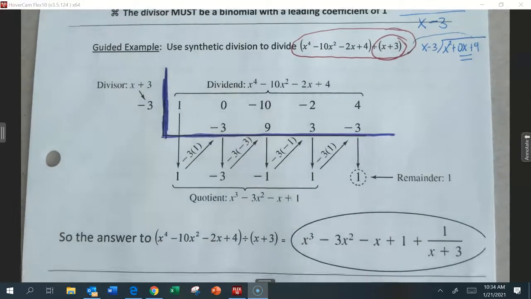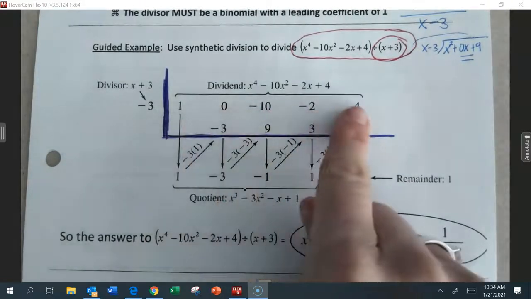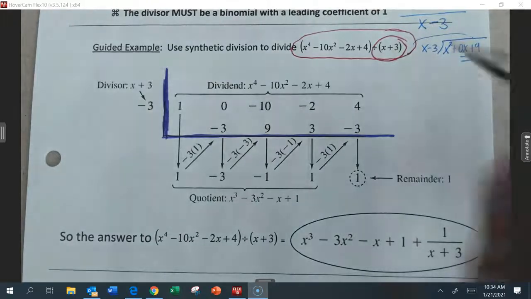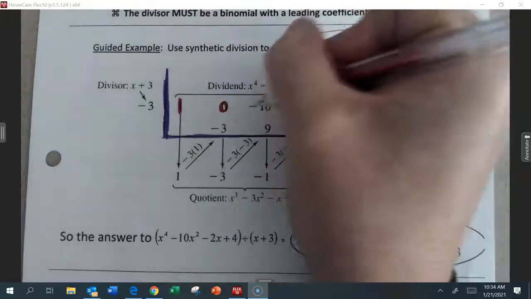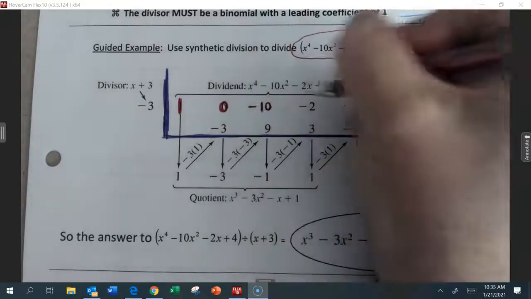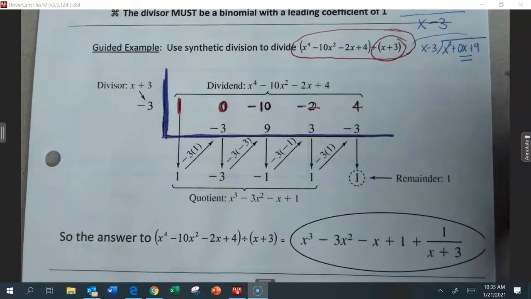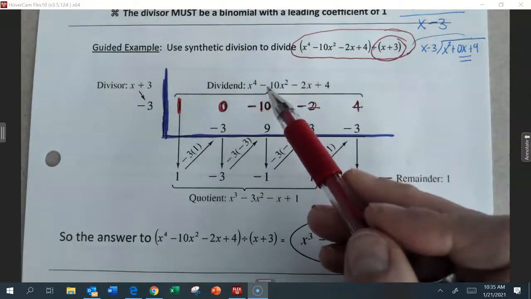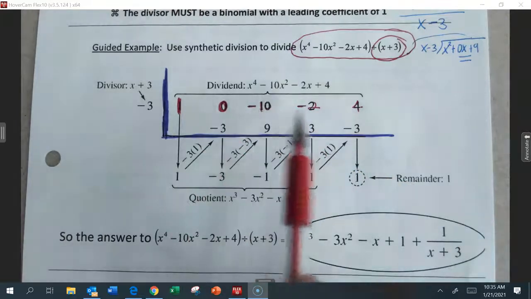So let's take a look at what is happening here. Inside this, where it says divisor, I have a 1, a 0, a negative 10, negative 2, and 4. And I'm hoping you realize, where did those come from? Anybody know where those come from? Where did I get those?